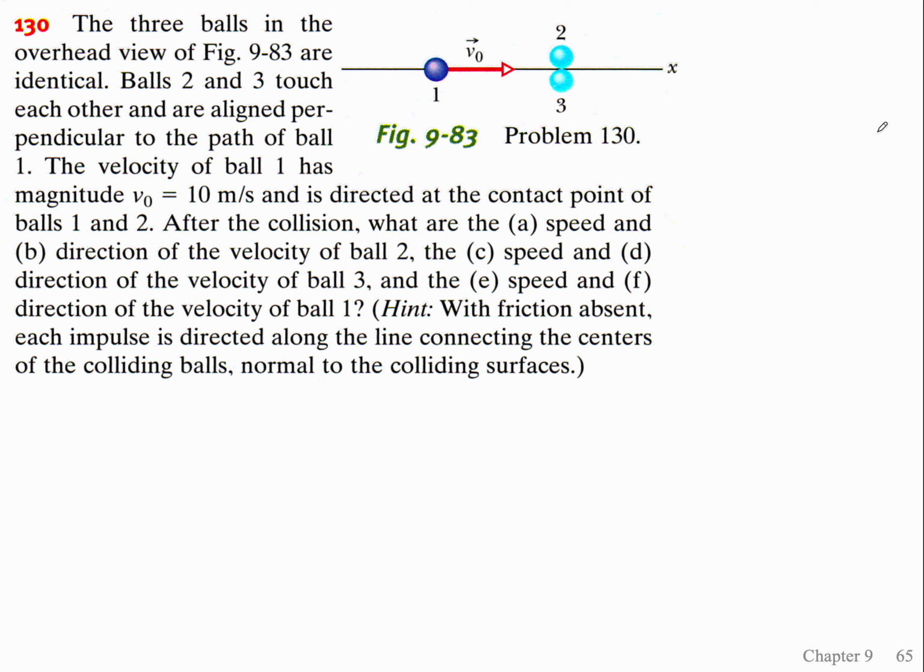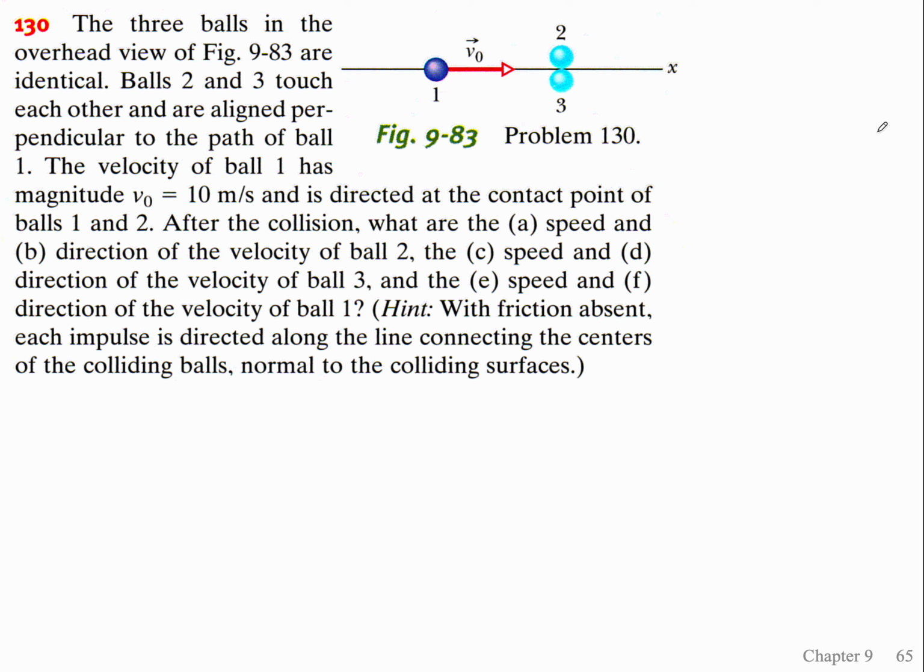Problem 130: we have three identical balls in overhead view. Balls 2 and 3 touch each other and are aligned perpendicular to the path of ball 1. The velocity of ball 1 has a magnitude of 10 meters per second and is directed at the contact point of those balls. After the collision, what are the speeds and directions of the velocities of ball 2, ball 3, and ball 1?